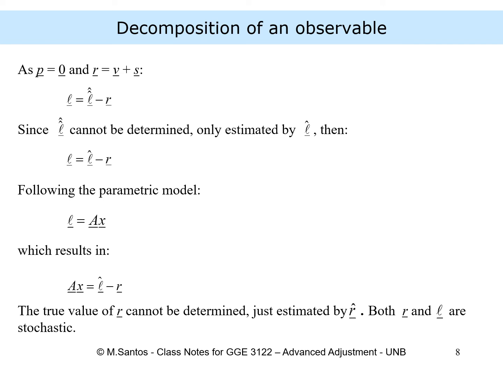Therefore, we can replace L double hat by L hat, and we have an expression similar to what we have seen before, that the observations are equal to the estimate minus the residual. In other words, we can define residuals as being the difference between the observation and the true value.